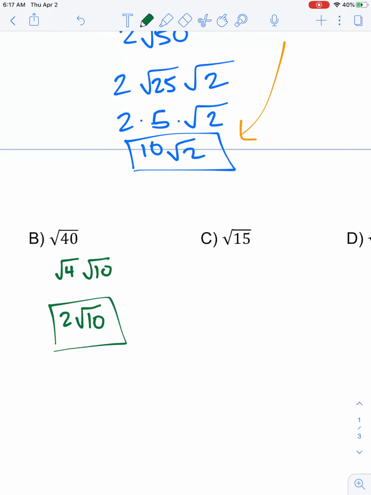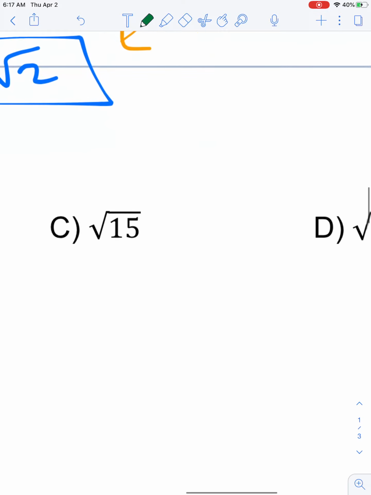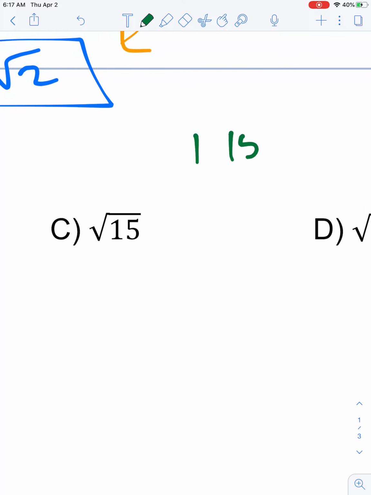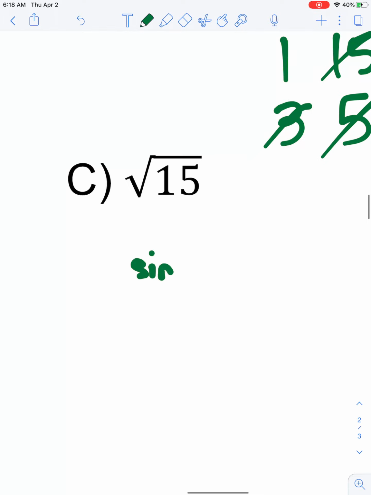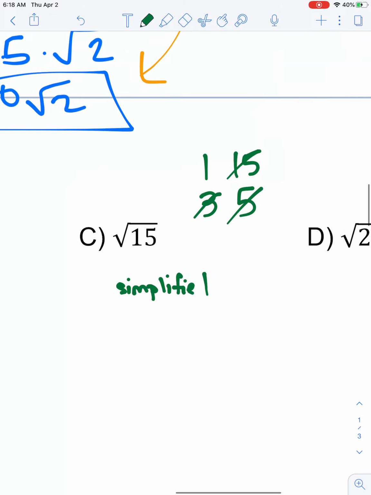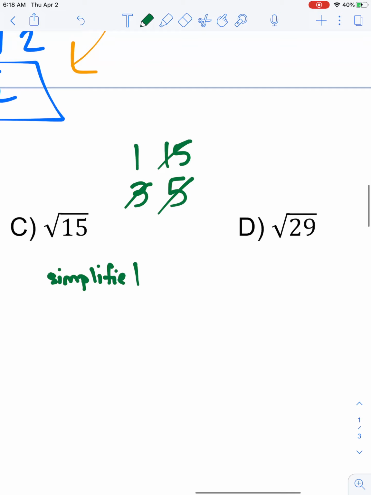Now, part C has root 15. Well, 15, it's not a prime number. It can have factors of 1 and 15 or 3 and 5, but besides 1, none of these other numbers are on our list above. So this is already simplified. There's nothing to do to simplify root 15 because it doesn't have any perfect square factors.